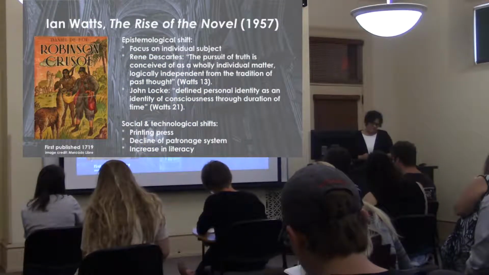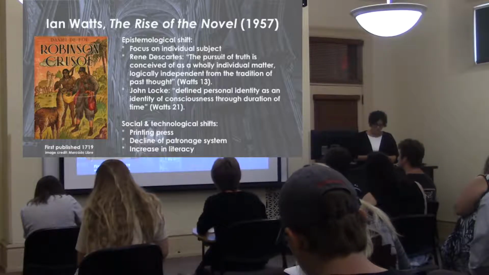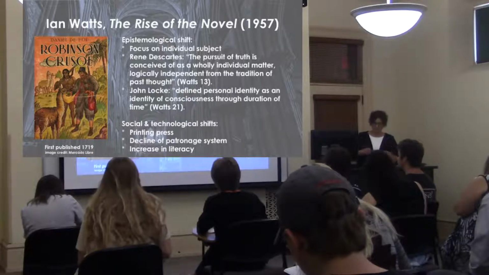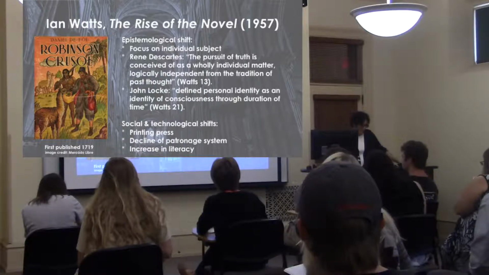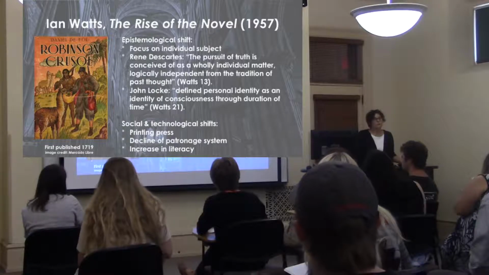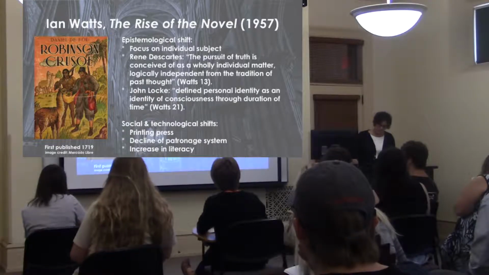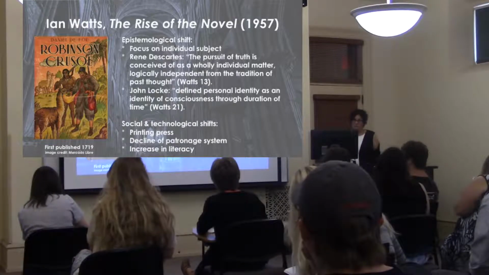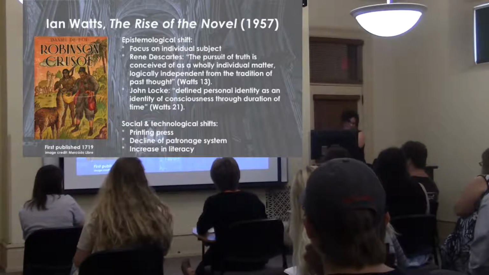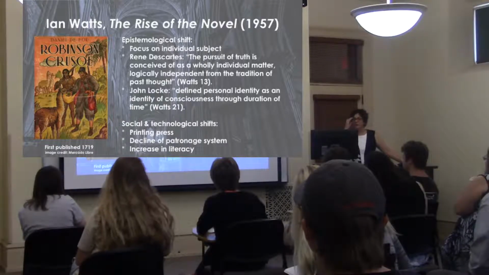In The Rise of the Novel, Ian Watt identifies the very first novel as Daniel Defoe's Robinson Crusoe, which was published in 1719. Broadly speaking, Watt ties the emergence of this new form to two important cultural and economic shifts that occurred toward the end of the 17th century. The first was an epistemological revolution that was initiated by René Descartes and John Locke.